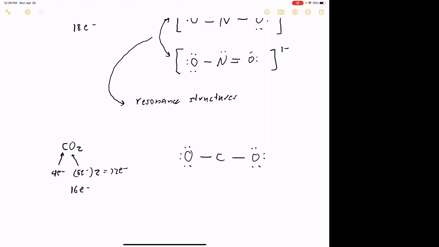I'm only seeing 4 electrons around carbon, and carbon would really like to have 8. Now we're out of electrons, so the only option we've got is to make some multiple bonds. So what's one way I could do this? How can I get carbon its 8 electrons? It needs to get from 4 to 8, and I need to make multiple bonds to do it. So what's a way I could do it?